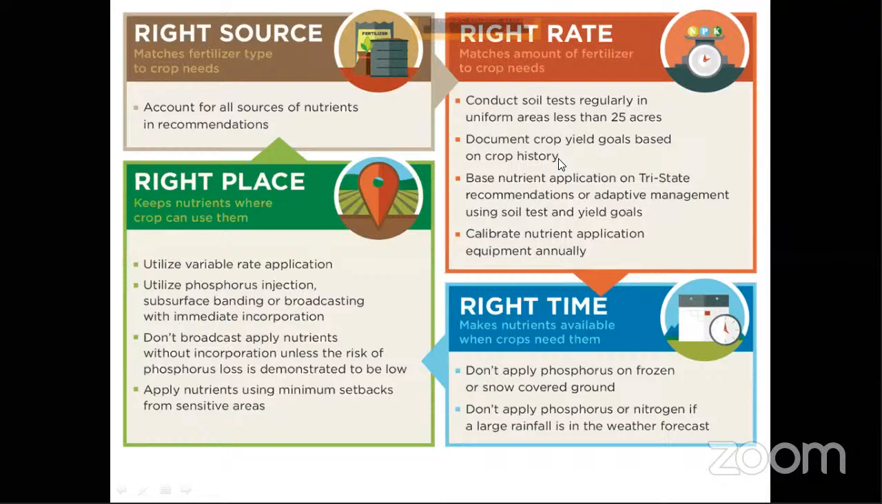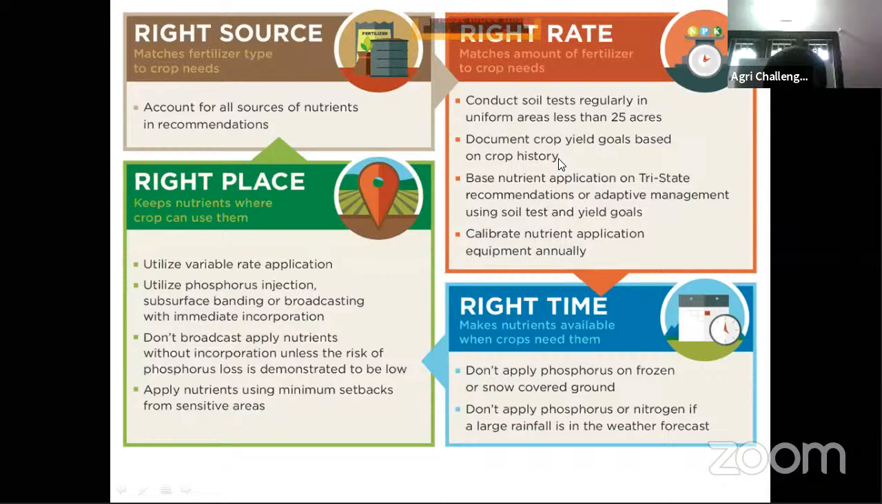Then base nutrient application on soil test recommendations or adaptive management, using soil tests and yield goals or yield maps. Then calibrate nutrient application equipment annually. You have to calibrate your nutrient application equipment. Okay, it's not applicable in our Indian case as of now, because it's only related to VRT.